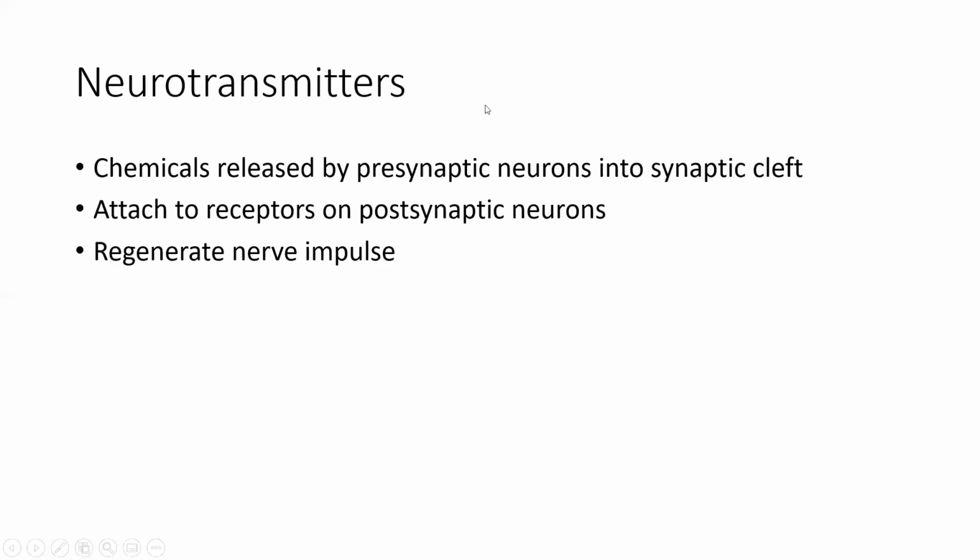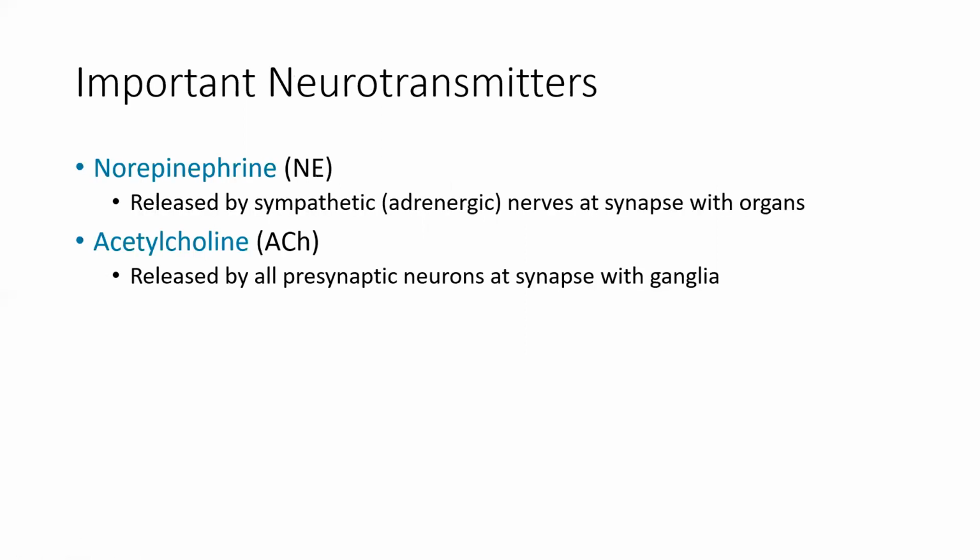Now, these are the chemicals, the neurotransmitters. They are released by the presynaptic neurons. Now, I think you understand when I say presynaptic neuron. So they are released from the start of the neuron and they go into the synaptic cleft. Over there, they attach to the receptors and then go on to the postsynaptic neurons, and then they regenerate the nerve impulse. I hope you are understanding the way that they are moving now.